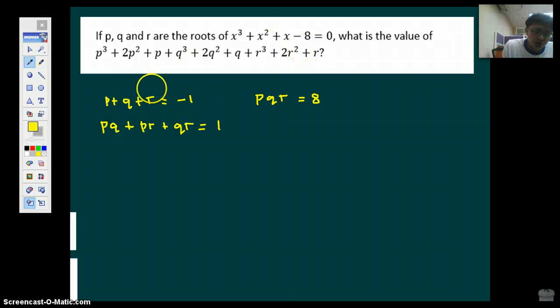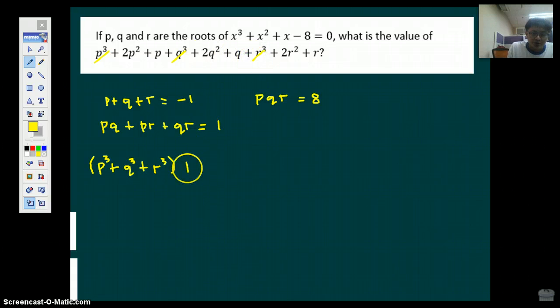Now, noticing that the expression can be grouped into its degrees. Let's say we group all the terms with the power 3: p cubed plus q cubed plus r cubed. So that's our first group. Let's cross mark this out.